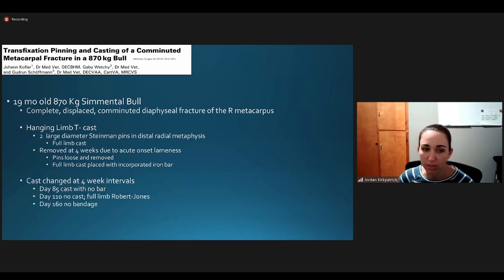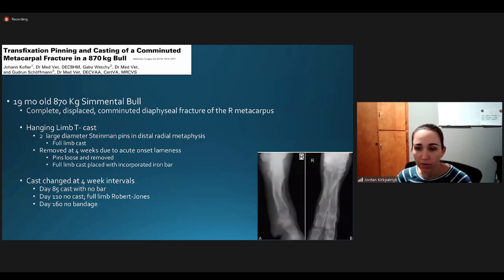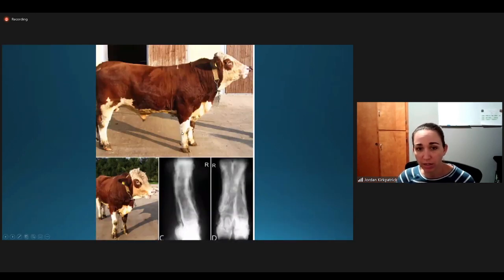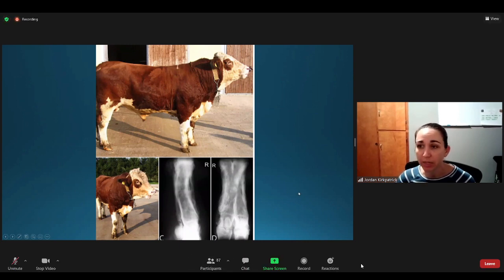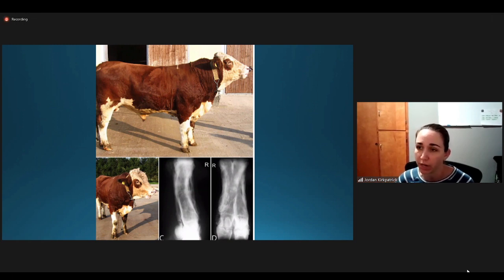They had to change the cast several times and change a little bit of what they did. But by the end of it, his fracture actually healed pretty well. So you can see all the new bone formation. And then 7.5 months later, he was back breeding again. So it was a long recovery period, but he actually went back and his leg looks pretty good. So this can work even in really, really big, heavy animals. Not all of them, but it is possible. So that's just a cool case report from several years ago in a really large bull where this worked.